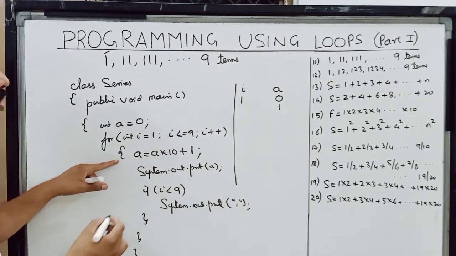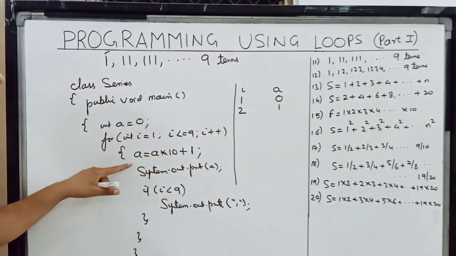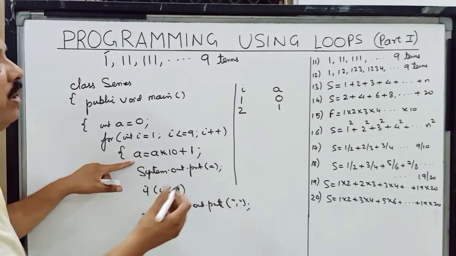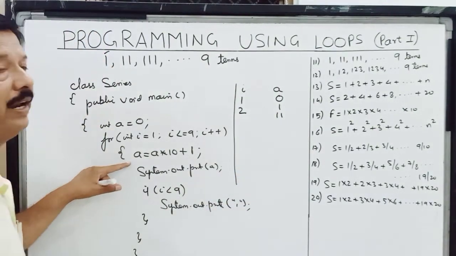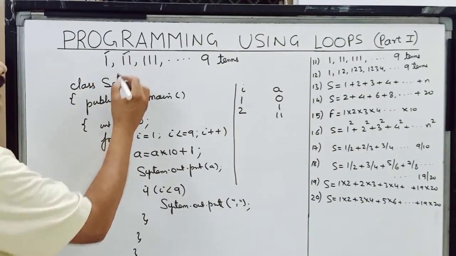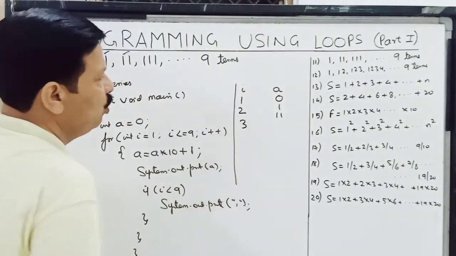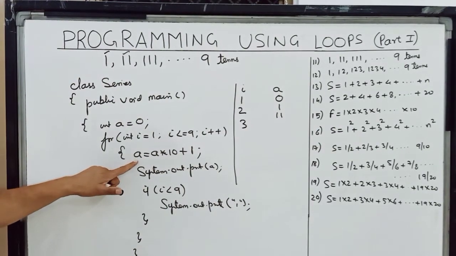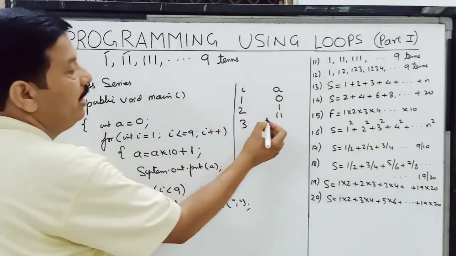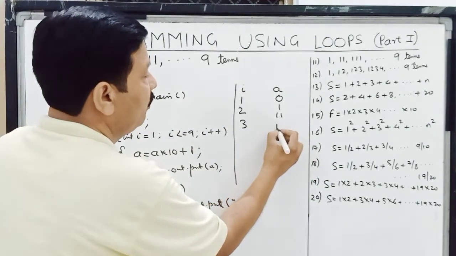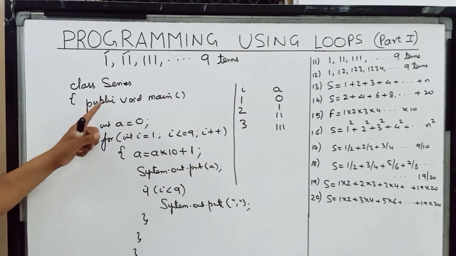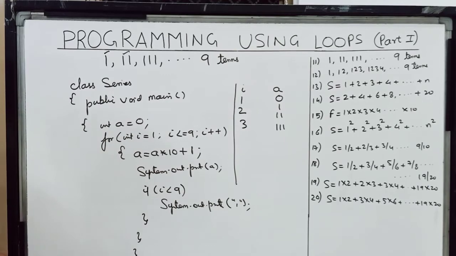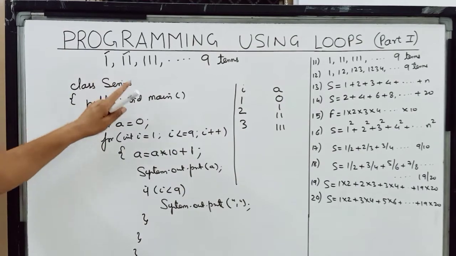Next time the value of i becomes 2, and the second time again I am saying a is equal to a into 10. Now a is 1, so 1 into 10 is 10, and plus 1 is 11. So I get the next term, that is 11, and 11 gets printed. Now when the third time this loop gets executed, again a is equal to a into 10. So 11 into 10 is 110 plus 1 makes 111. So children, I hope you are getting these terms. So this is how we get all these terms, and 9 times these terms will get evaluated and printed.